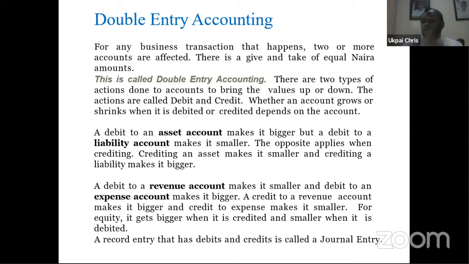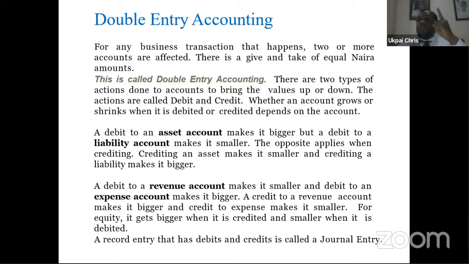Whether an account grows or shrinks when it is debited or credited depends on the account. A debit to an asset account makes it bigger. When you debit your account, you have more money; it makes your money bigger. But a debit to a liability account makes it smaller. If you debit the people you are owing, that means you have reduced the amount you are owing them. Can we continue? A debit to a revenue account, pay attention, a debit to your revenue sales account is reducing your revenue. All revenue should be credited.